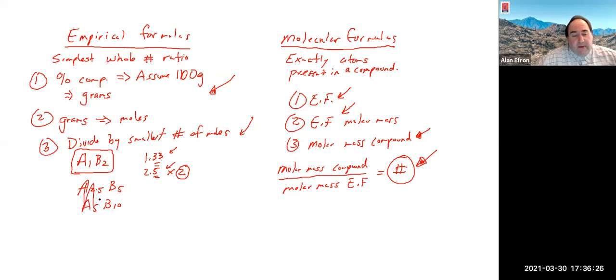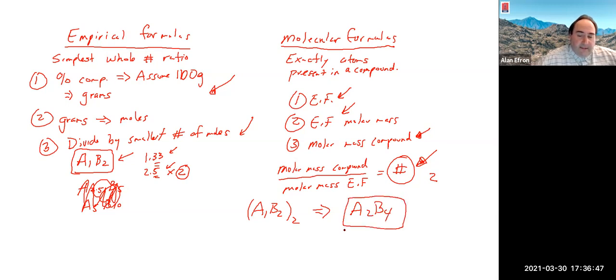So for example, if we look back at this guy, if that was our empirical formula, we would take it and multiply it. Let's just say we got a 2 for this. We would multiply the empirical formula by 2, and that would turn it into A2B4 as our molecular formula in this particular case.